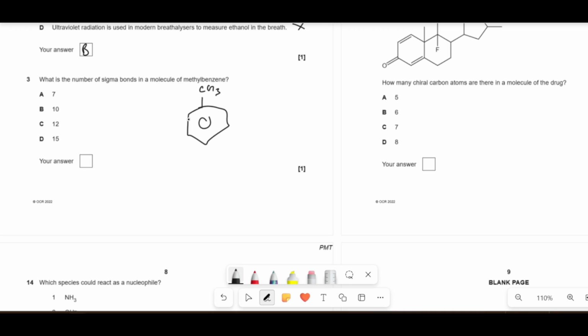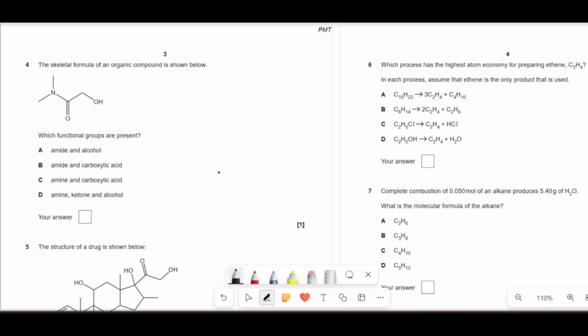So every single bond you have is going to be a sigma bond, right? Every single one of them. So each of these carbons, you've got C6H6 in benzene. So that's 6 between the carbons, so 6 sigma bonds there. And then we've also got 6 between the C and H's as well, so another 6. So that means we've got 12. However, one of them's been swapped out for the C-C here. That's fine, that's still the same number. But we have 3 extra ones added here, so 3 more sigma bonds. So that means we've got 12 plus 3, which is 15. So it's going to be D.